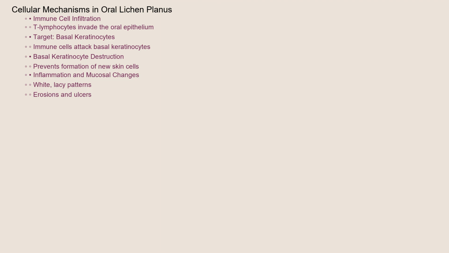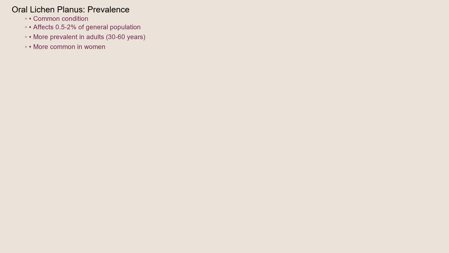or erosions and ulcers. Oral lichen planus is a relatively common condition, affecting approximately 0.5 to 2% of the general population. It's more prevalent in adults, typically between the ages of 30 and 60, and it's also more frequently seen in women than in men. While it can occur in people of all ethnicities, some studies suggest variations in prevalence across different populations.